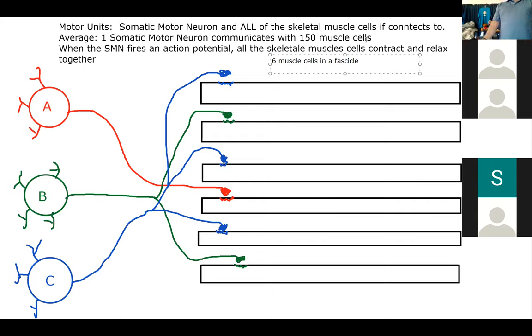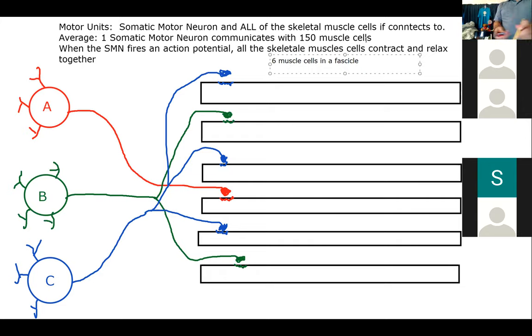Right? That's the other thing. We can fire motor units together. That's helpful if I wanted to lift four. If I wanted to lift four, what would I do then? A and C. A and C. If I wanted to lift five pens, what would I do? D and C. There you go.